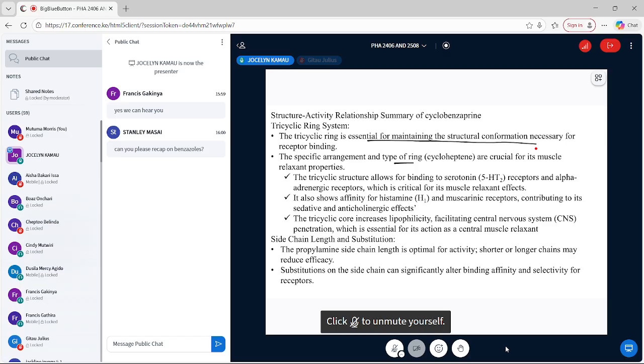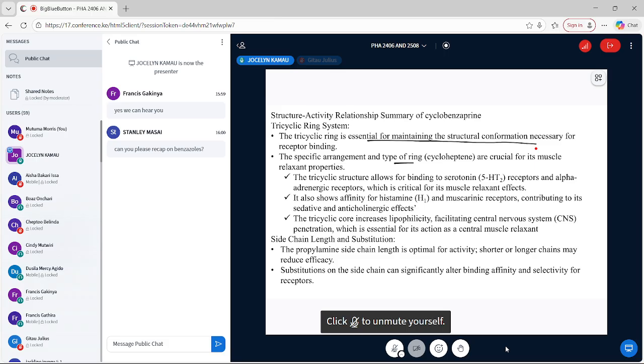Again, as we have mentioned, the absence of halogens, like some of the TCAs with halogens, like clomipramine. So unlike some of the TCAs with halogen substitution that enhance antidepressant activity, cyclobenzaprine, lacking such a group, again favors muscle relaxant activity. Again, we're just repeating the same.